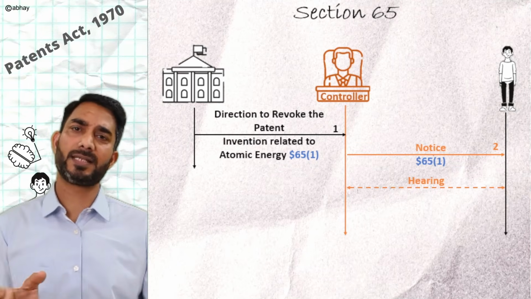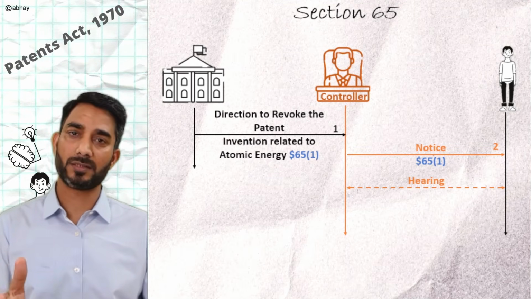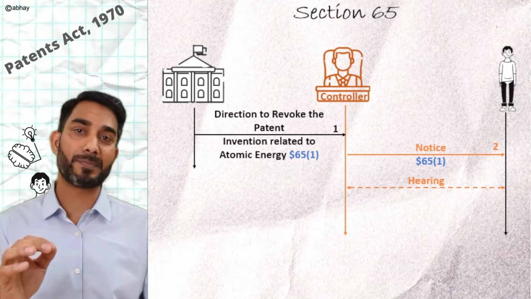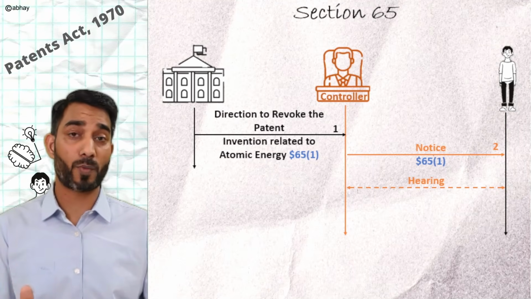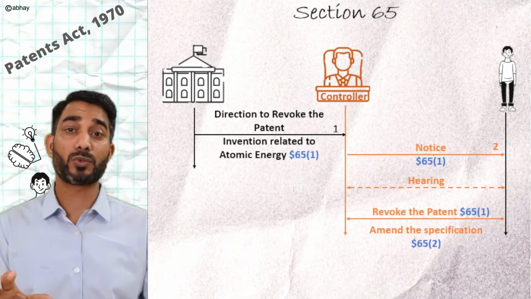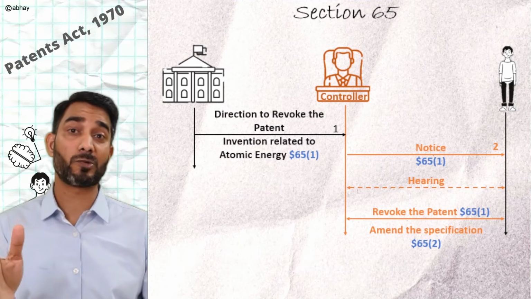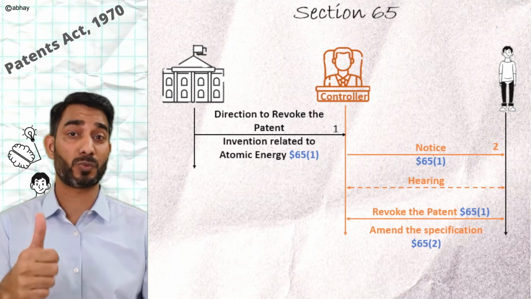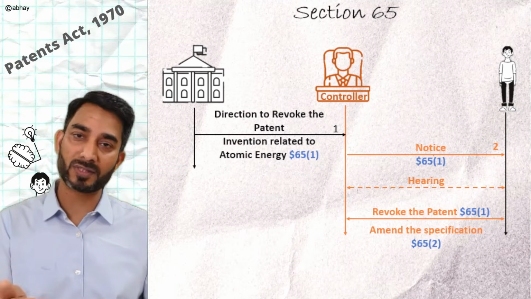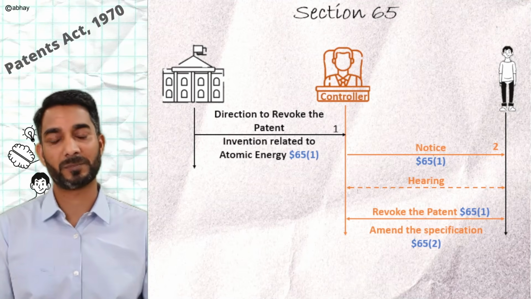Once the hearing is conducted, the controller will come up with a judgment to either revoke a patent or maintain a patent. In case the patent is maintained, then the controller will provide an opportunity to the patentee to amend the specification so as to overcome the objection as raised by the central government. So even though the central government has provided direction to the controller to revoke the patent, it is not revoked, but the patentee is provided with an option to amend the specification. Very interesting point. Remember this.